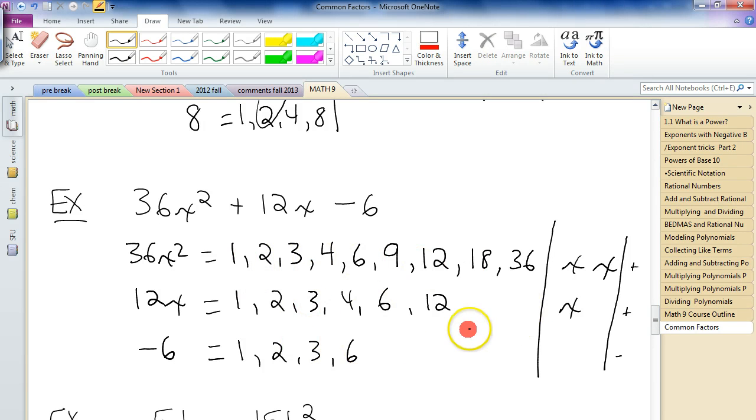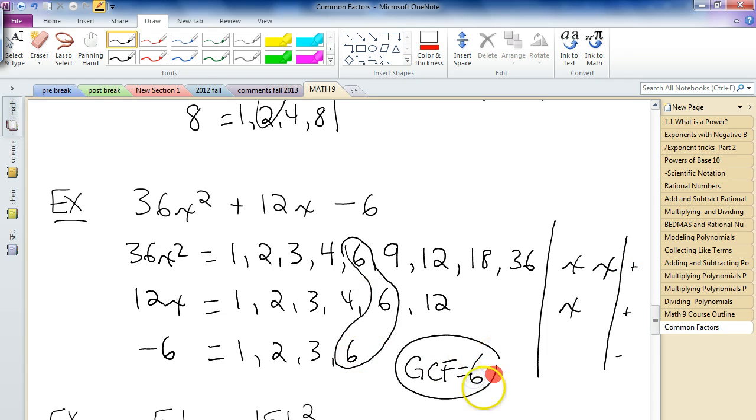The easiest thing to do is just look at the smallest number, 6, and do they all have a 6 in common? Yes, they do. So 6 is your greatest common factor. What about the variables? Well, because there's no x here, yeah, these two have at least one x in common, but there's not an x here, so the x's aren't going to work. And the three do not share the same sign, so all we can say is that the greatest common factor in this case is 6.